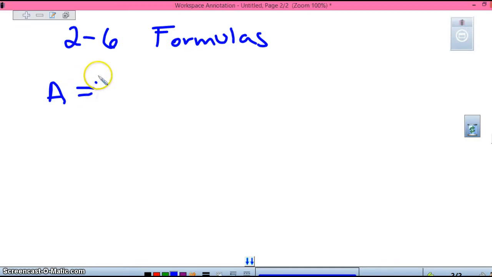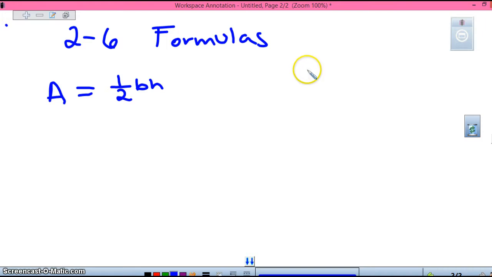Today we're talking about formulas. Our objective is transforming literal equations. So for example, if we have area is equal to 1/2 the base times the height. This is the formula for the area of a triangle. Now let's say we have to solve the formula for height.